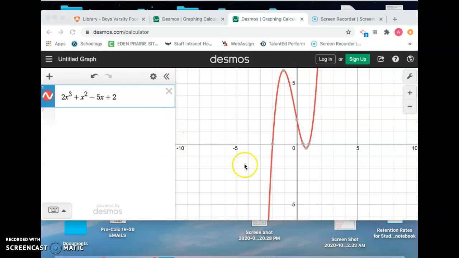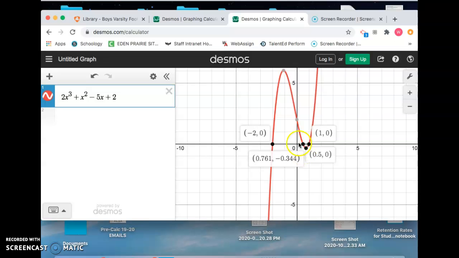Here it is. You can see that I have a couple points. I have my x-intercepts at (-2, 0), (1/2, 0), and (1, 0). There's an additional point at this minimum. All right, you can use your calculator to find that. There's the maximum. Here's the y-intercept.